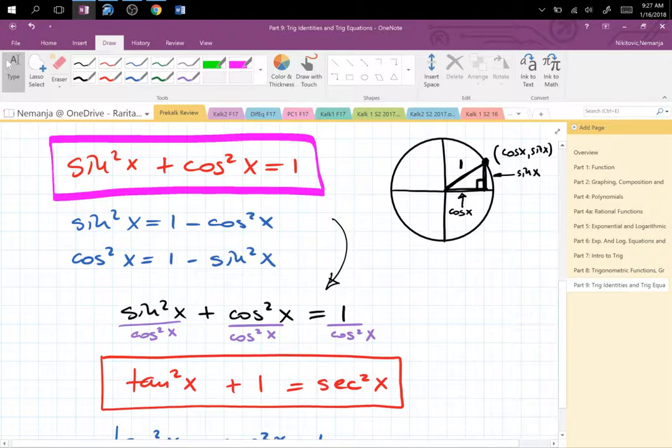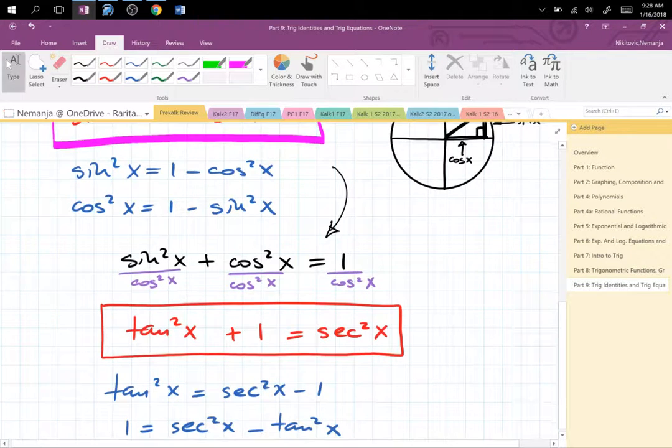So the main trig identity is the one on top, sine squared x plus cosine squared x equals 1, and then by simply rearranging terms we get the other 2 in blue. Then we go back to the original equation, divide everywhere by cosine squared x, and we get the one with the tangent and secant as a pair.